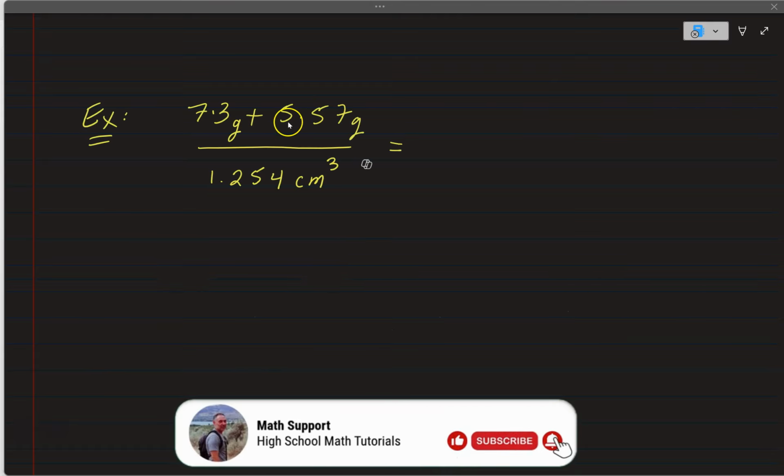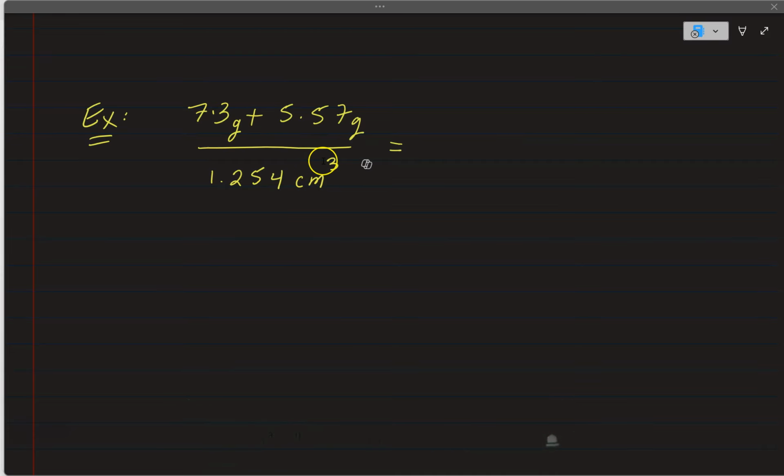We want to do the calculation for this expression: 7.3 gram plus 5.57 gram, divided by 1.254 centimeters cubed. Okay, that's actually a density setup here. So with a situation like this, you have to use BEDMAS. That means you have to deal with the top first, okay? And the rules of sig figs, and also the rules of addition and subtraction for sig figs, apply here.